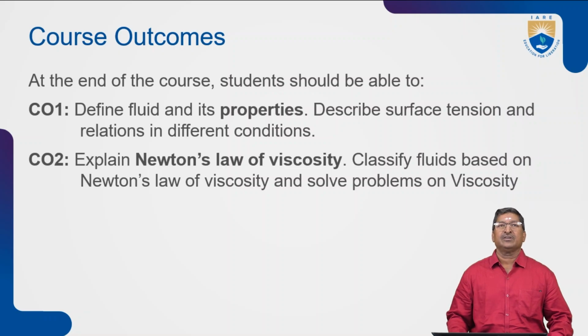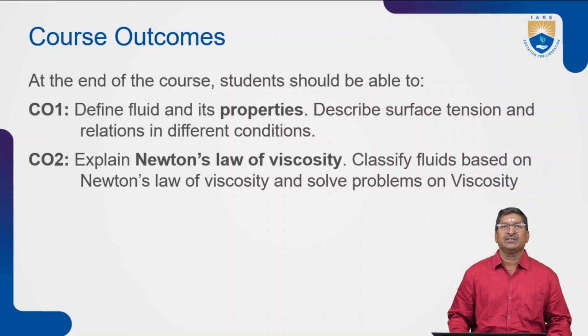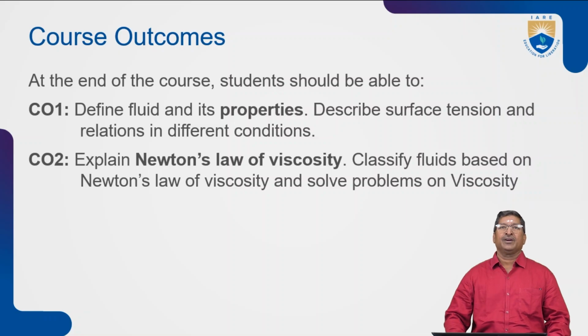The course outcomes are, at the end of this course, students can define the fluids and their properties, and also Newton's law of viscosity. So what is Newton's law of viscosity and the problems related to that? Those are course outcome 1 and course outcome 2. The definition of fluids and properties and what is surface tension will come under course outcome 1, and Newton's law of viscosity and the related problems will come under course outcome 2.